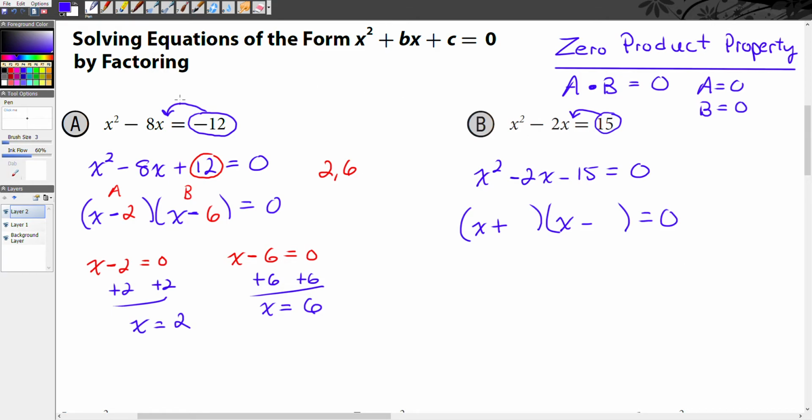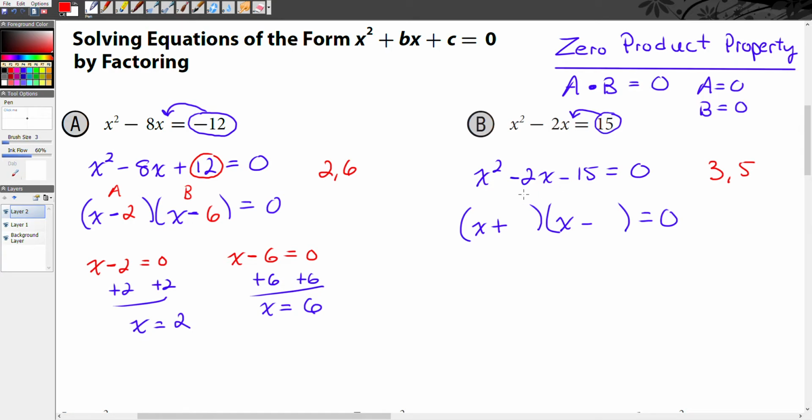So again, I'm looking at my c value, which is negative 15. I need to think of two numbers multiplied together to make 15. In this case, since they are opposite signs, we're not going to add together to make 2, we're going to subtract to make 2. So if I think of 3 times 5, 3 times 5 is 15, and 5 minus 3 is 2. So that is the combination that I want to use.